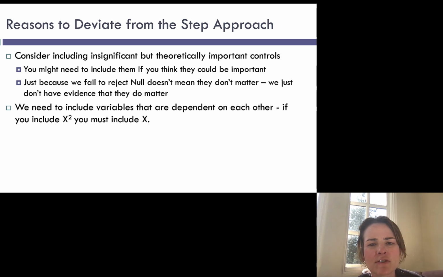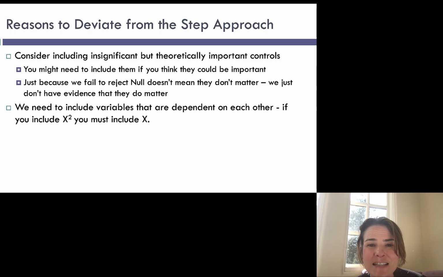The step approach sounds great, but there are some reasons why it might not be appropriate in all cases. One reason it might be inappropriate is that we might want to think about including insignificant but theoretically important control variables. So remember that we can never accept the null. We only fail to reject the null. We can fail to reject or reject the null.